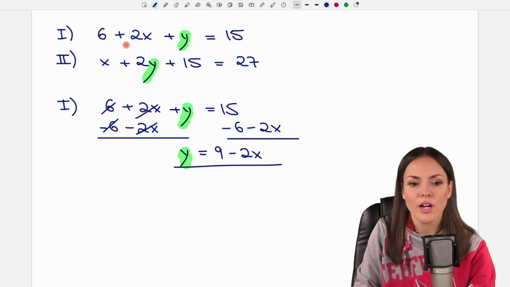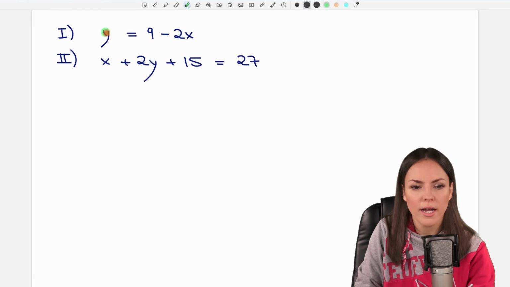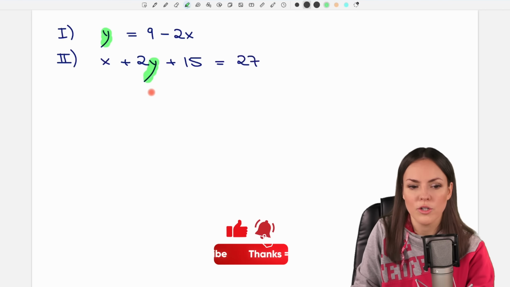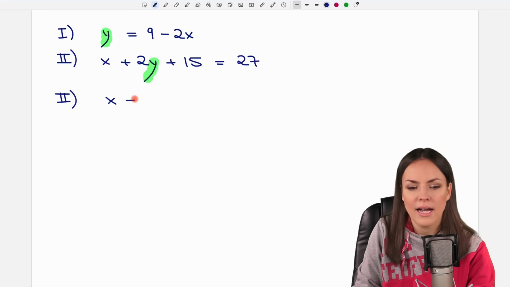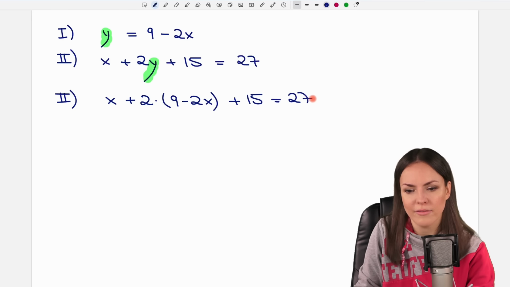And on the next page, I replace the first equation by this variation here. So it starts with y equals this. And now I want to plug it into the second equation. So my second equation looks like this then. I have my x, I have the 2, and instead of the y, I write this expression here, the 9 minus 2x in parentheses, because I want to multiply everything by my 2. Then I have the 15, and on the other side, the 27.